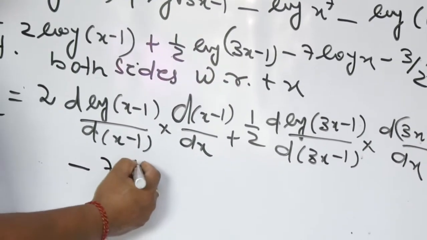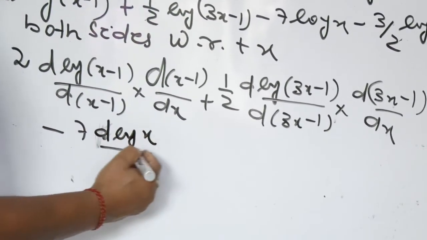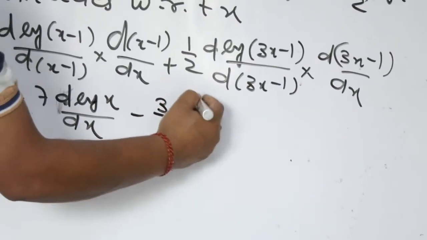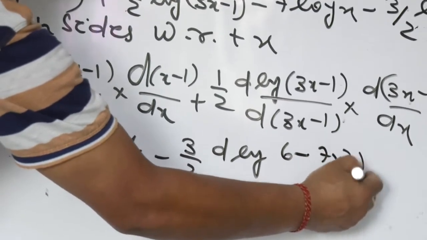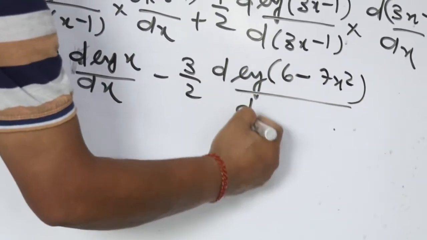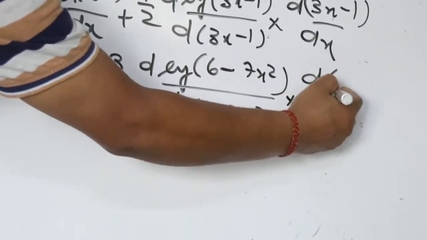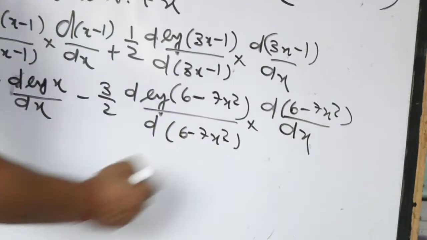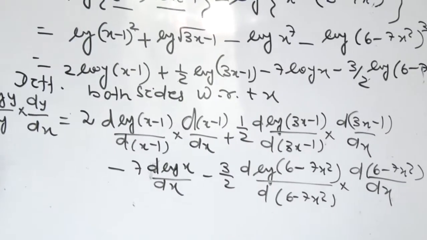Minus 7 derivative of log x with respect to x, minus 3 by 2 derivative of log (6 minus 7x) square with respect to (6 minus 7x) square into derivative of (6 minus 7x) square with respect to x. Then we have to use the formula.